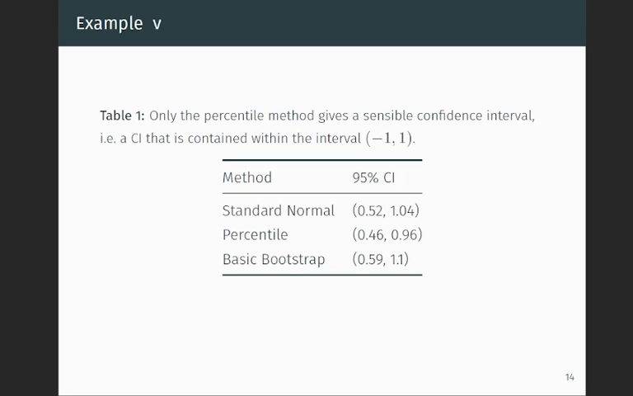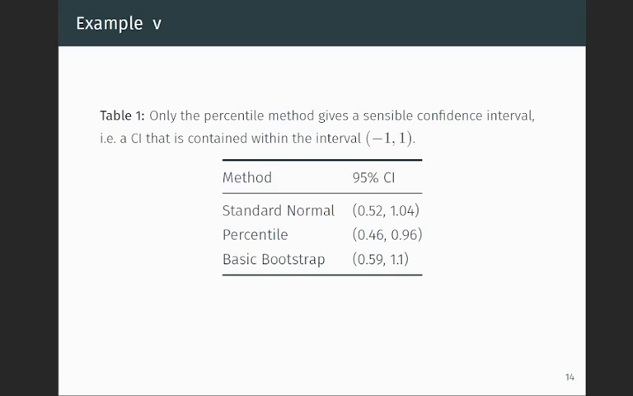And so we can look at all 3 of them together in the table. And only the percentile method gives a sensible confidence interval. And it turns out that for this particular example, because the bias is so small, the percentile confidence interval is actually valid here. You could test that using simulation if you wanted to.